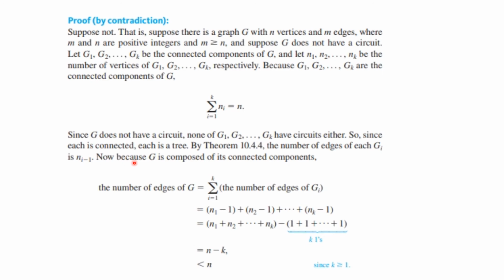Now because G is composed of its connected components, the number of edges of G is equal to the summation of the number of edges of each of those connected components, Gi, and each of those, since they're all trees, is N1 minus 1, N2 minus 1, plus Nk minus 1. And so that is going to mean that this adds up to N minus K. But N minus K is less than N. So that is a contradiction, and the corollary is now proved.